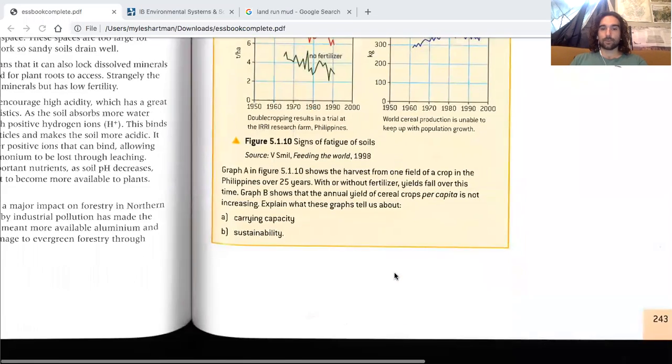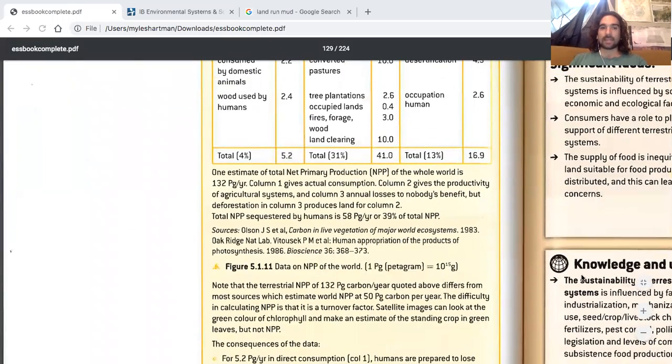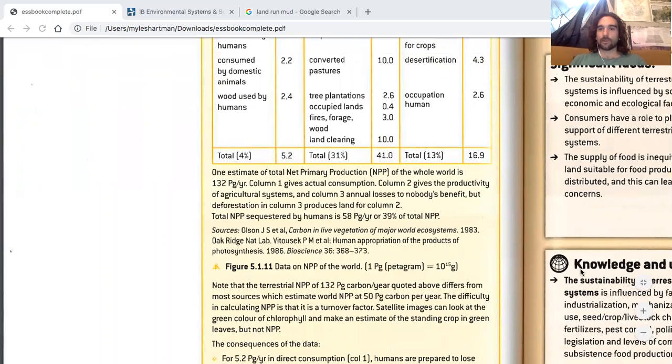Feel free to work on the other questions below, but again, I'm not going to cover those. That is it for 5.1, and we will start on 5.2 in the next lesson.